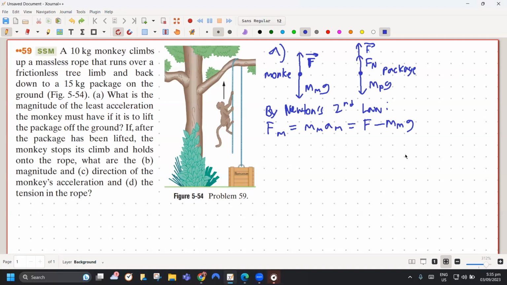So the mass times acceleration of the monkey is F minus M sub M times G. The parameter we are controlling here is the acceleration of the monkey. The mass of the monkey is known. So we should be able to compute the force, the tension.